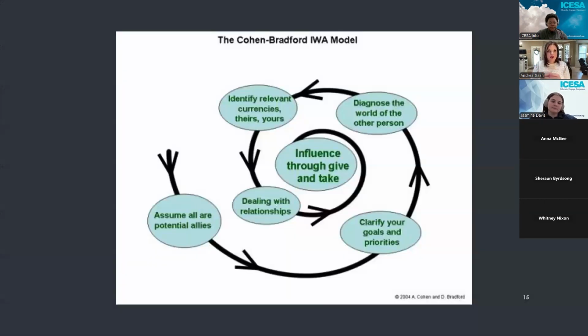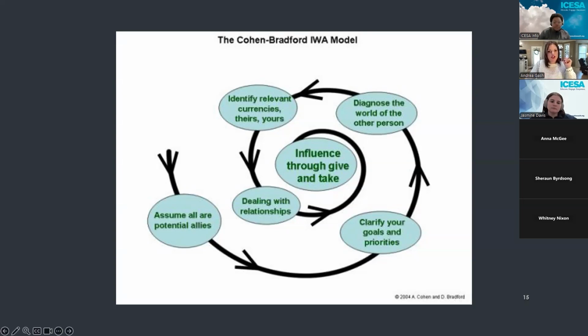Today, in order to learn to influence and lead, we're going to work through this model. And this model is called the Cohen and Bradford model. It was created by academics Alan Cohen and David Bradford, both leadership experts. It was actually in their 2005 book, Influence Without Authority, which is an excellent book and one that I highly recommend. Now, I really like this model because I think it has clear and defined steps for us to follow.